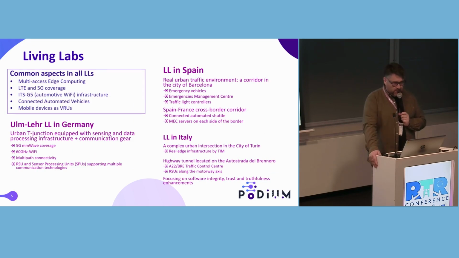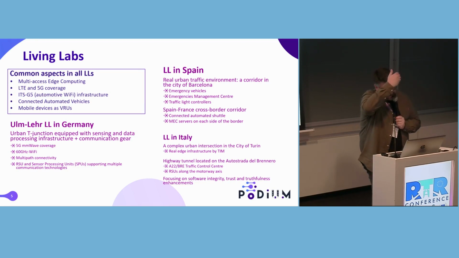The 3 living labs have a lot of common aspects, as in all of PoDIUM. It's the multi-access edge computing. It's both LTE and 5G coverage. Now, it's mainly 5G. It is the ITS-G5 short-range communication, which is the automotive Wi-Fi standard. All of them have connected automated vehicles. Actually, in each one of them, we have either a major or a smaller OEM: Mila in Spain, CRF, Stellantis in Italy, and the vehicles from Bosch, and of course the vehicles from University of Ulm on the German side. And of course we have VRUs either on a bike or pedestrians, some of them equipped with mobile devices, so that they are part of the overall architecture.